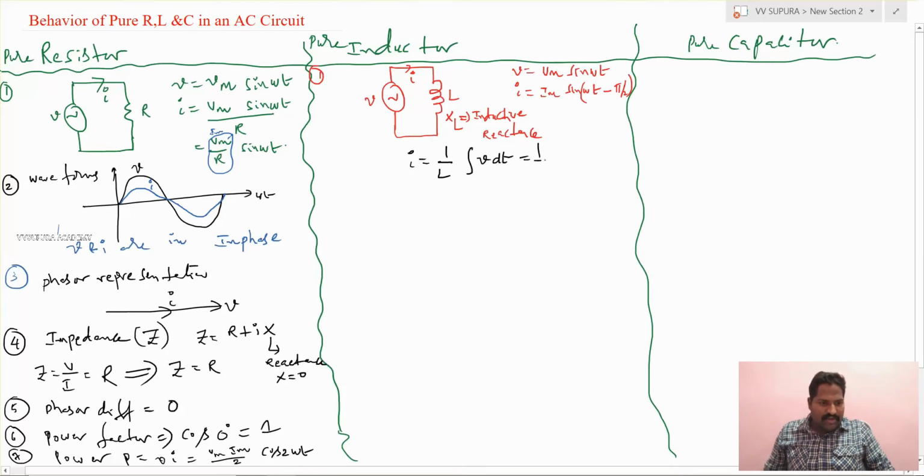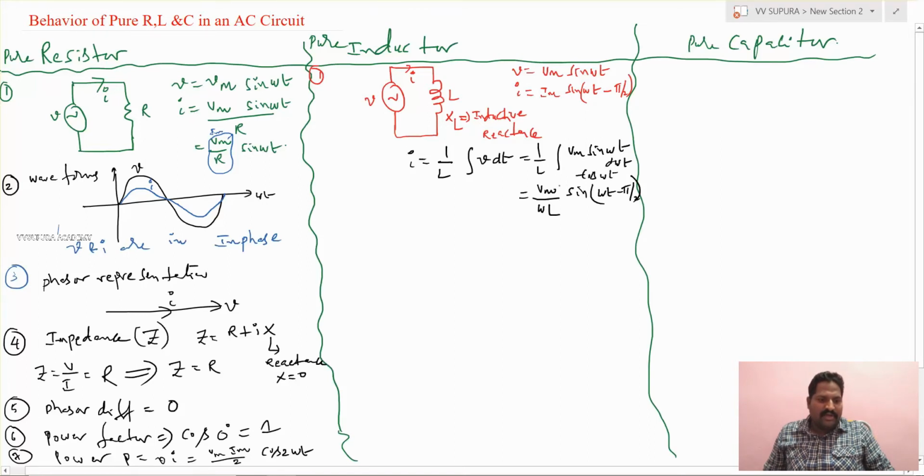So here, 1 by L integral Vm sin omega t d omega t. If you substitute here, finally I can have Vm by omega L sin omega t minus pi by 2. So if you solve the integration, I can have sin omega t minus pi by 2. Why? Because after integration I can get cos omega t.